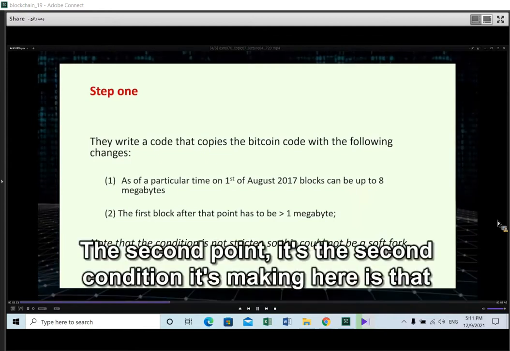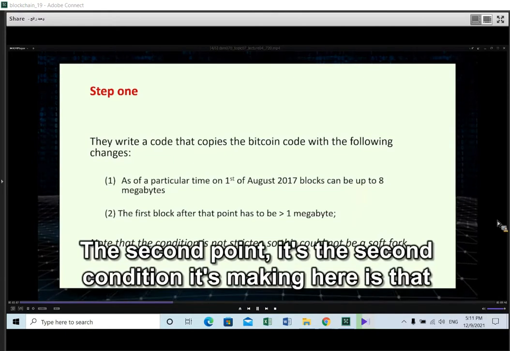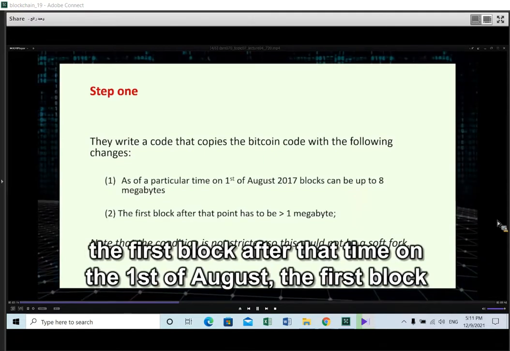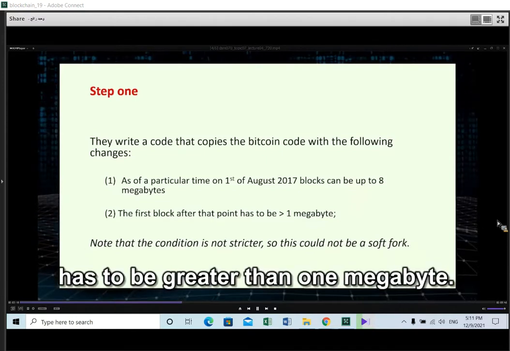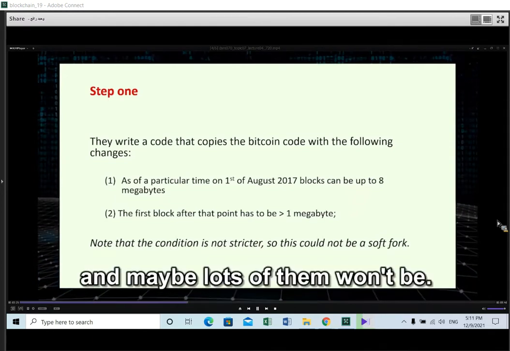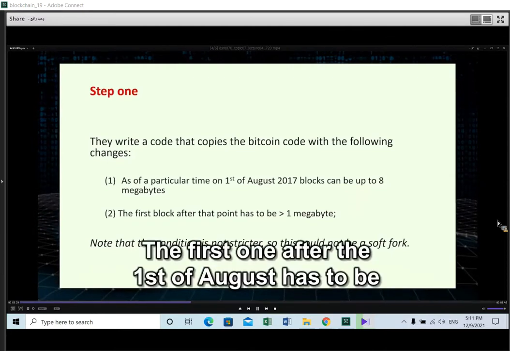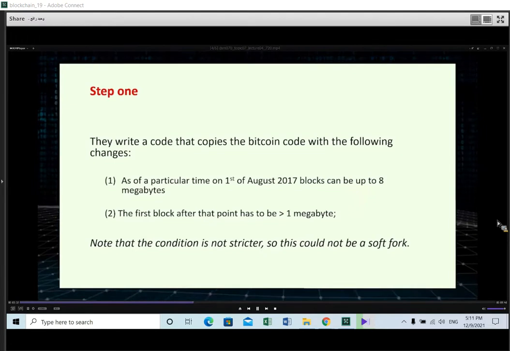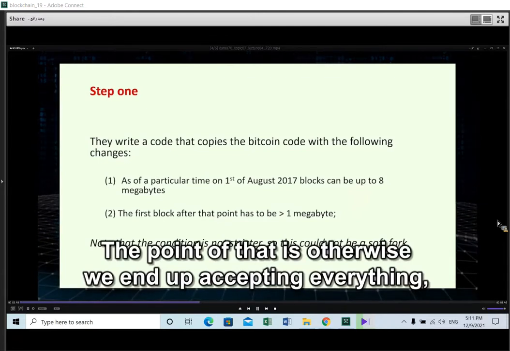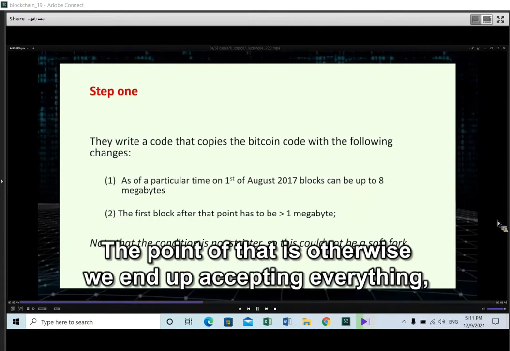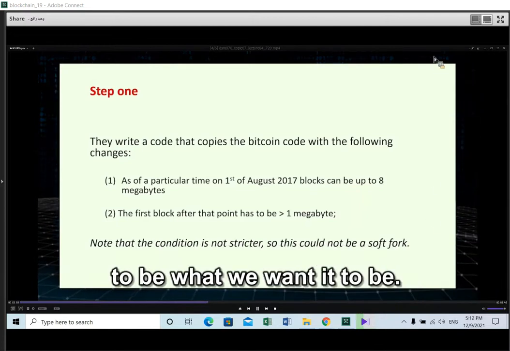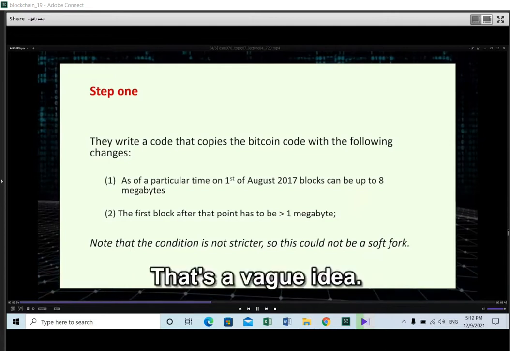And the second condition it's making is that the first block after that time on the 1st of August has to be greater than 1 megabyte. So blocks don't necessarily have to be greater than 1 megabyte, and maybe lots of them won't be. But the first one after the 1st of August has to be greater than 1 megabyte. And the point of that is, otherwise we end up accepting everything, and we won't get the longest chain to be what we want it to be. We'll see that later on. But that's the vague idea, okay?